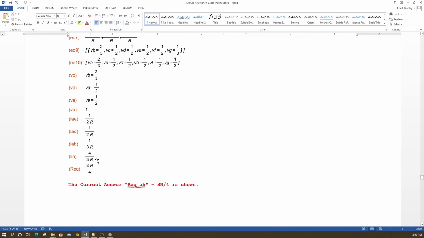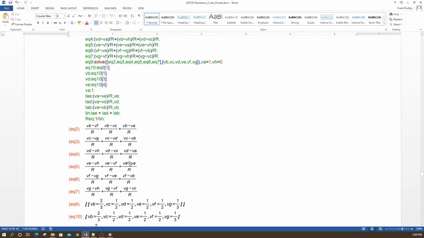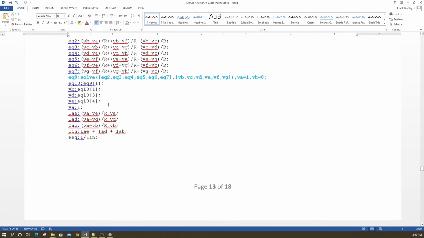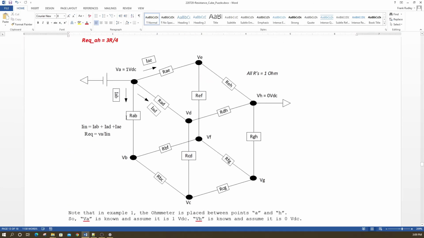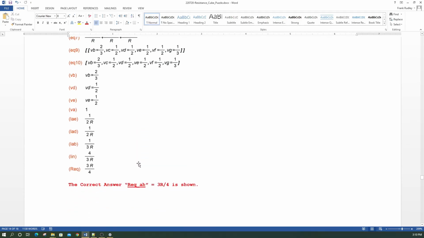So since I only have 1 volt of voltage there at VA, the equivalent resistance is 3R/4, and that's the answer. So the correct answer, the equivalent resistance 3R/4, is shown. So this is a very easy way to solve it. All I had to do is write these equations and plug them into Maxima and add up the 3 currents, and then I could get my equivalent resistance over here. So this is a very easy way of doing it in Maxima.